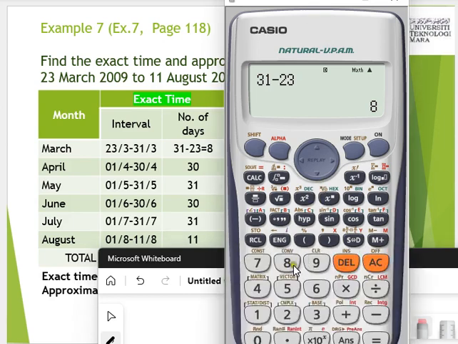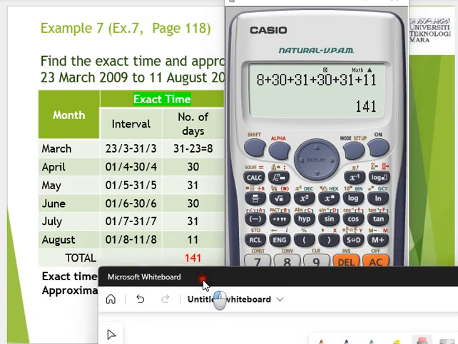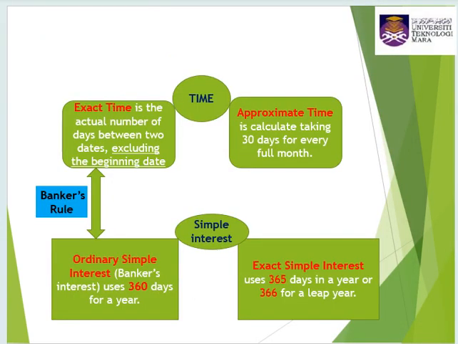You have 8, add 30, add 31, add 30, add 31, and lastly 11 days. So you have a total of 141 days for the exact time. Let us go for approximate. Just now we already said that for approximate, we calculate by taking 30 days for every full month. So let's proceed.